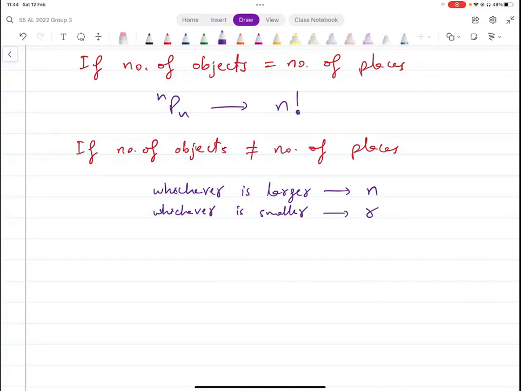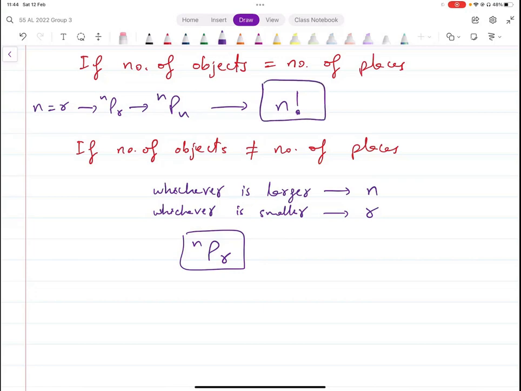And you just use NPR in that case. So yahan pe upar kya tha? N was basically, you were saying N is equal to R. N or R equal to upar. Usme to aap kya liye? NPR hona tha. That's the same thing as NPN. We could just use N factorial there. Aap simply N factorial kar sakte.